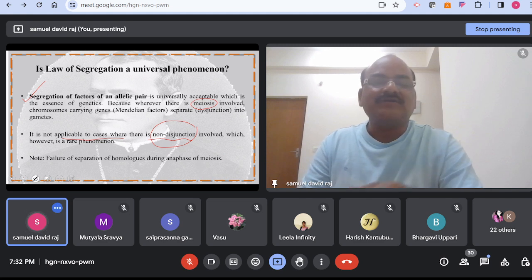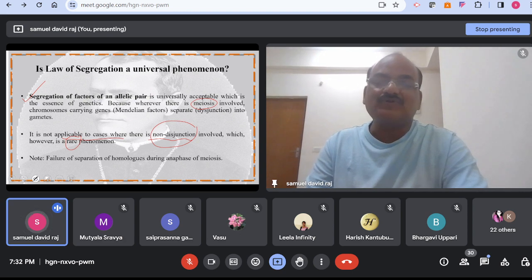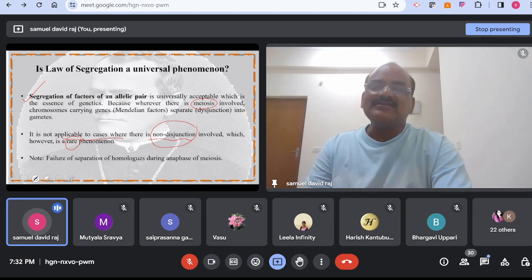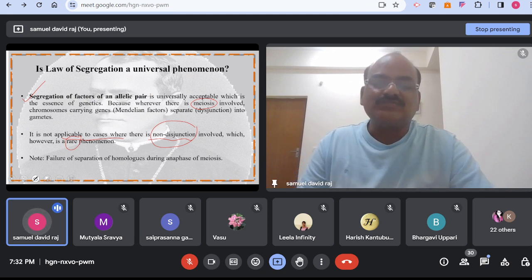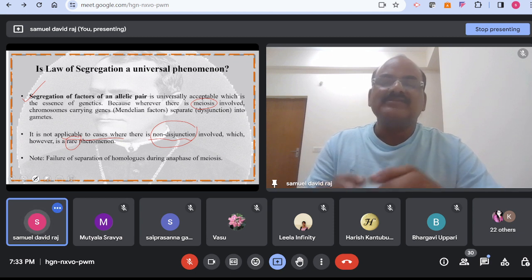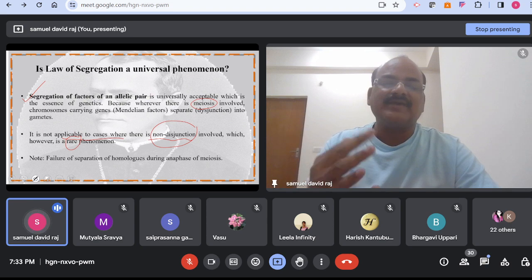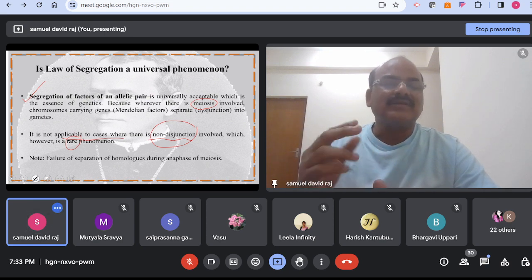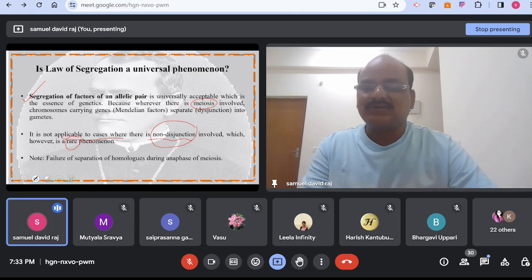Non-disjunction is involved, but non-disjunction is found to be a rare phenomenon. Hence, the scientists say that segregation is a universal phenomenon with respect to diploid individuals. We cannot consider haploid individuals for segregation. But even polyploid individuals, if they are even numbered, like tetraploid, hexaploid, etc., can show segregation. For triploid and pentaploid, etc., there is another phenomenon that is involved there.